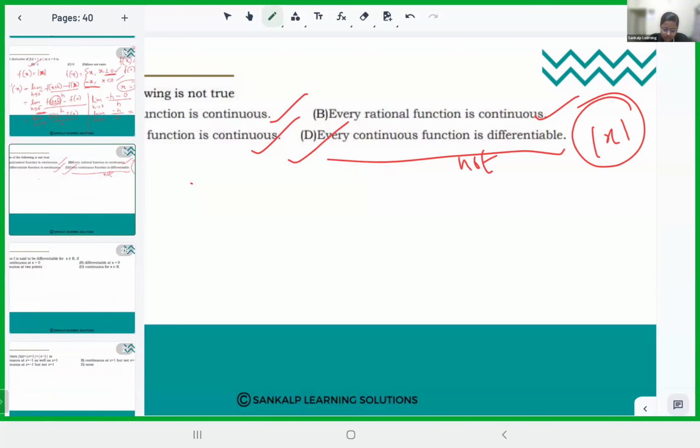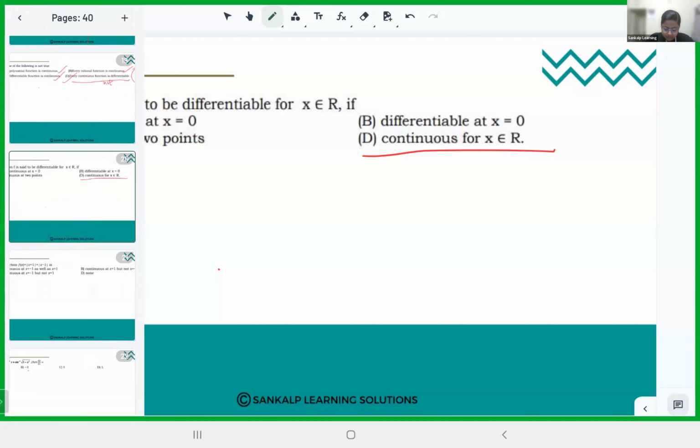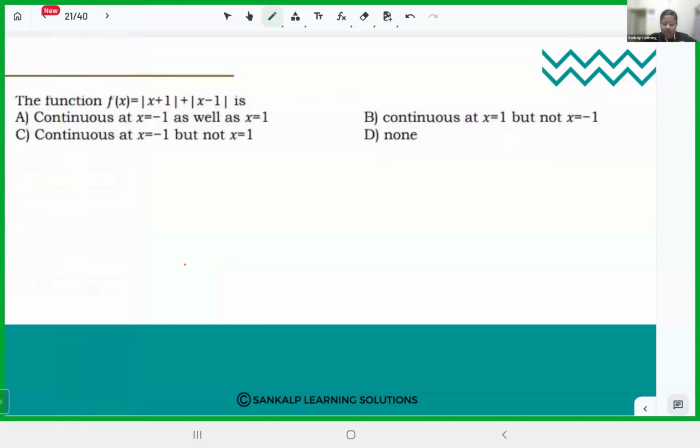So we are moving on to the next question. A function f is said to be differentiable for x belongs to R. A function is differentiable if it is continuous, right? If it is continuous. So which statement is correct here? A function f is said to be differentiable for x belongs to R if it is continuous for x belongs to R.